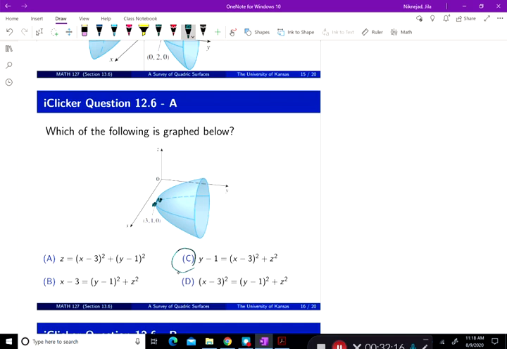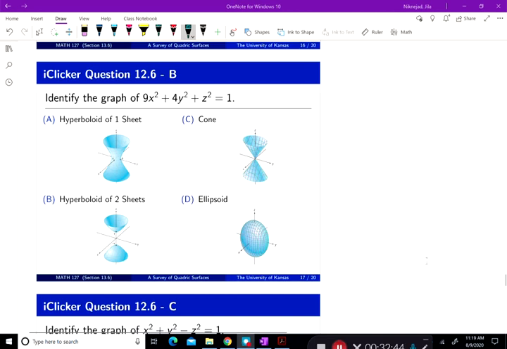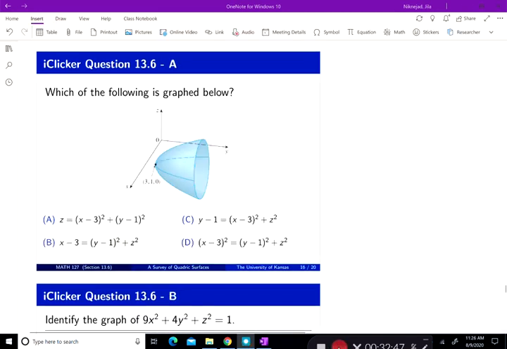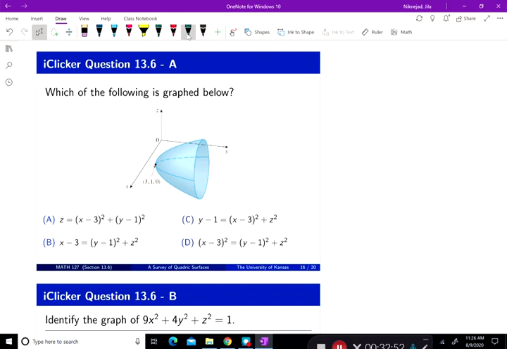And if you intersect choice C by y equal to a constant bigger than 1, you end up with these ellipses. And the other intersections will give you parabolas. So C is the answer. So iClicker 13.6a, and the answer is C.